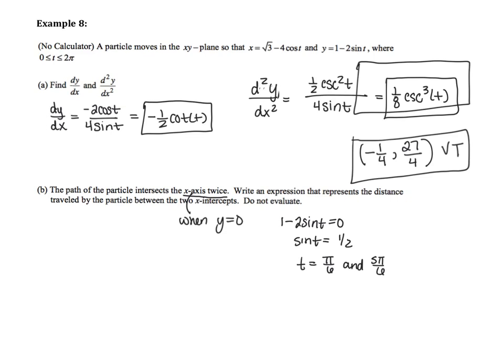So if I'm trying to find the distance traveled by the particle, I really want to know the length of the curve from pi over 6 to 5 pi over 6. And to find that, I need to do dx/dt squared. So dx/dt I found was 4 sine t. So I'll have 4 sine of t quantity squared plus dy/dt squared, which was negative 2 cosine of t, squared.